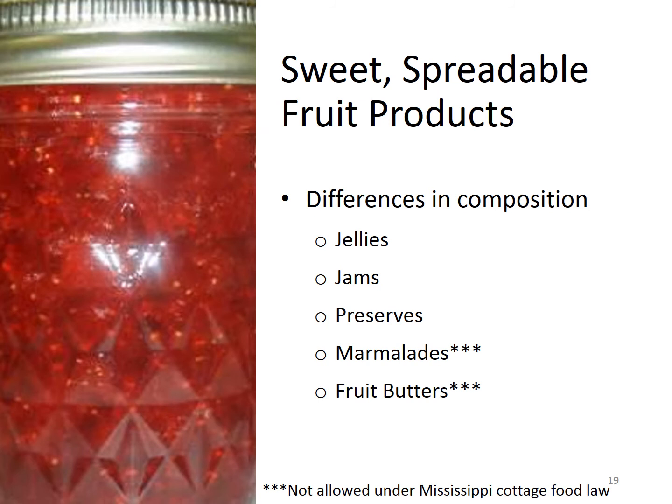Jams are made by cooking crushed or chopped fruit with sugar. Jam is a thick spread and less firm than jelly. When spread on toast, the fruit pieces do not retain their shape.